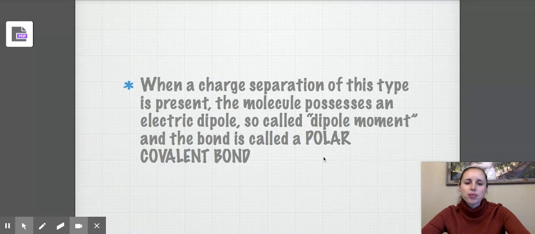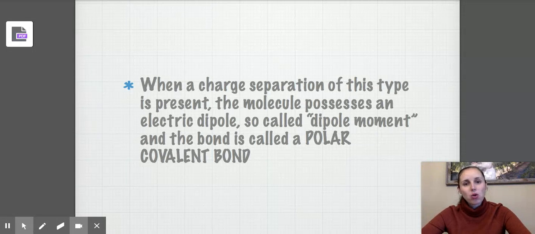So when charge separation of this type is present, we call it an electric dipole. We've used that word dipole before when we talked about dipole-dipole. A dipole just means that there's a charge separation, and there's a slight charge on one side and a slight charge on the other. We also call this a dipole moment. So it's a dipole moment when the electrons are spending more time towards one atom, and therefore we call it a polar covalent bond. Polar because there's a dipole moment, there's a slight charge.